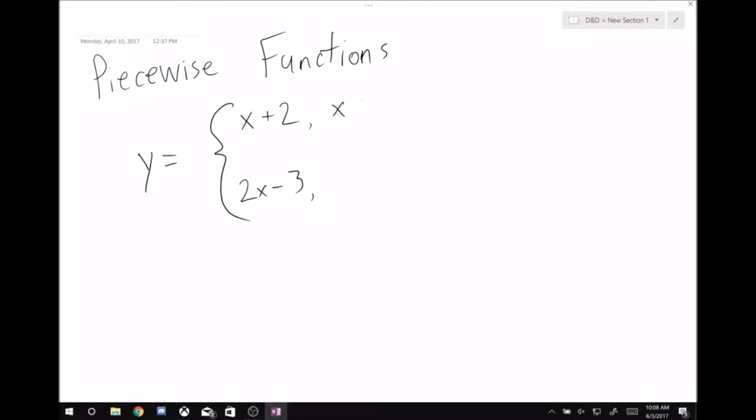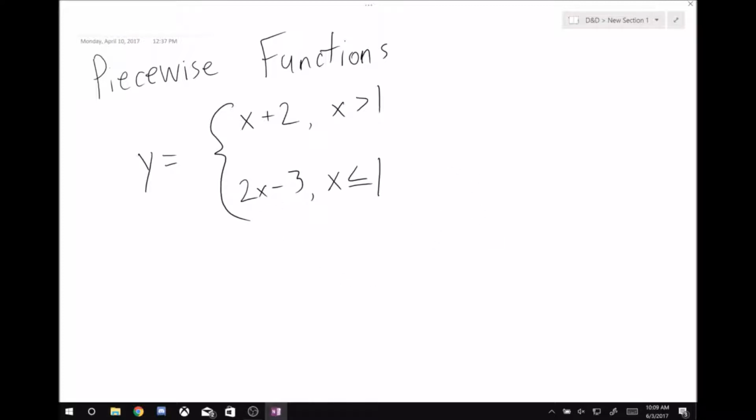let's see, this one might be x greater than 1, and this one might be x less than or equal to 1. So what this is saying is everywhere on our graph where the x value is greater than 1, it follows this top equation, this part right here. And everywhere on our graph where x is less than or equal to 1, it follows this bottom equation, which is this part right here.